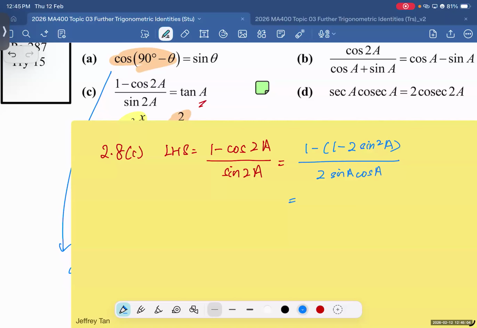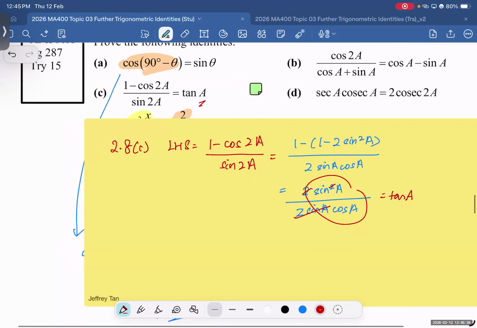Okay. You will see that my numerator now gives me 2 sine square A. My denominator is 2 sine A cos A. And you can see, cancel. There you go. Tangent A. Proving is very beautiful. It's like poetry. Mathematics is the poetry of logical ideas.